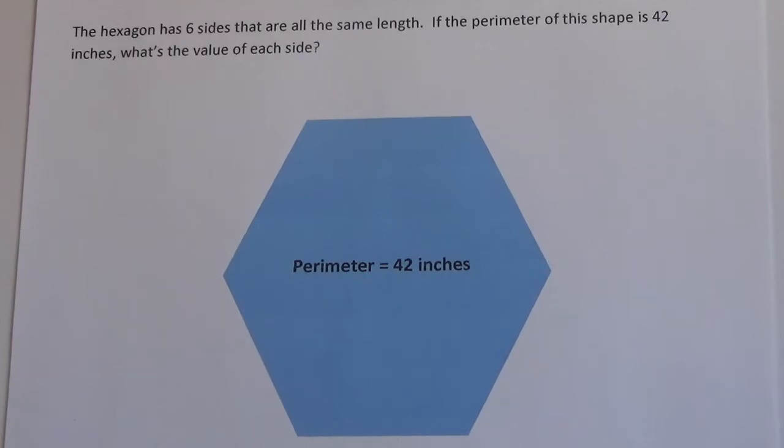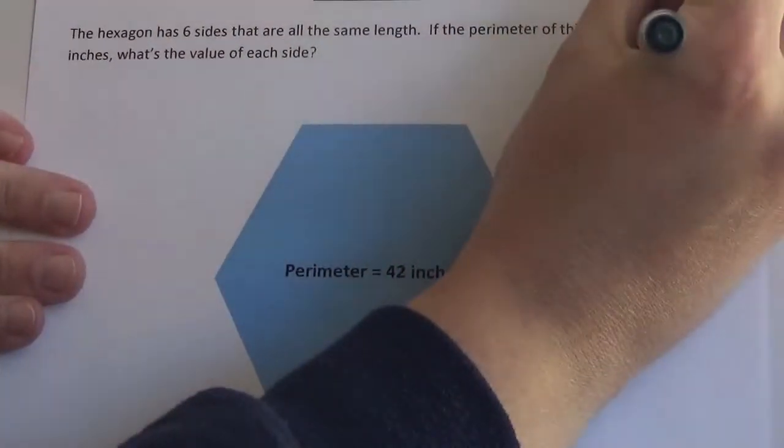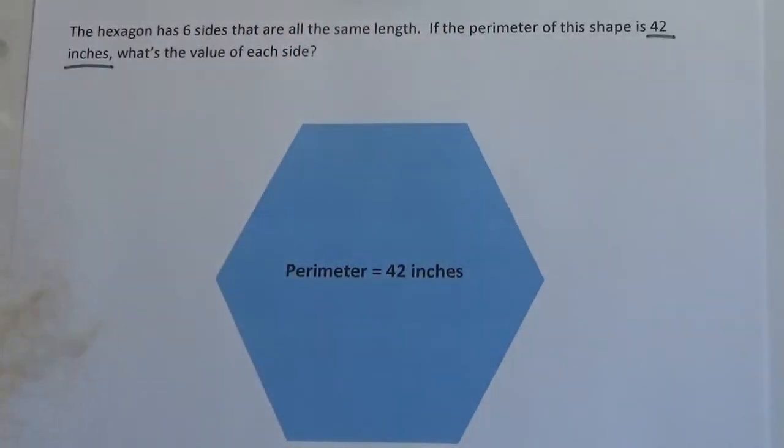So this problem says the hexagon has 6 sides that are all the same length. If the perimeter of this shape is 42 inches, what is the value of each side? There's some important information here. We know that the perimeter is 42 inches.